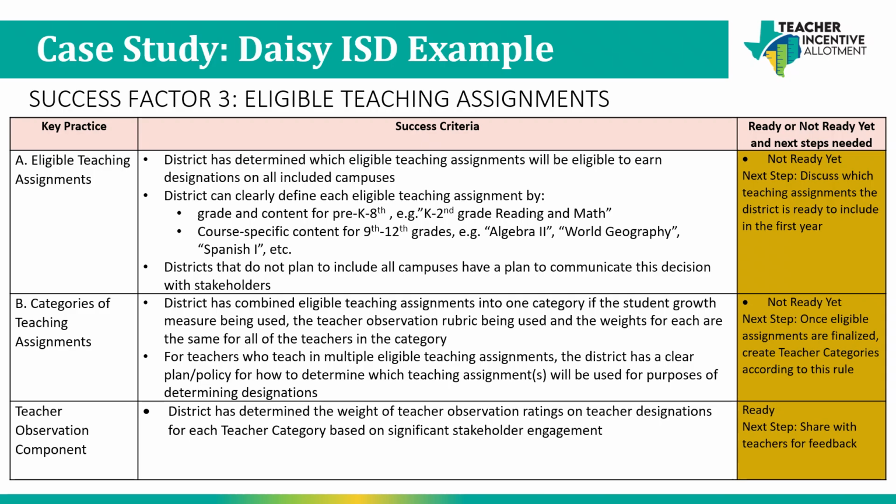So for them, on the eligible teaching assignments, they are not ready yet. They need to discuss teaching assignments with the district and really decide which ones they're ready to include in year one. They haven't gotten there yet. They wanted to include everybody initially, but they're realizing as they meet that some teaching assignments may not really have valid and reliable growth measures that they're familiar using yet. So they are going to go back and talk to the teachers and figure out what they can do to include some of those teachers maybe in year 2 and year 3, and include only a smaller subset in year 1. So that is something that they need to do. They're not ready yet. Their next step is to make those decisions.